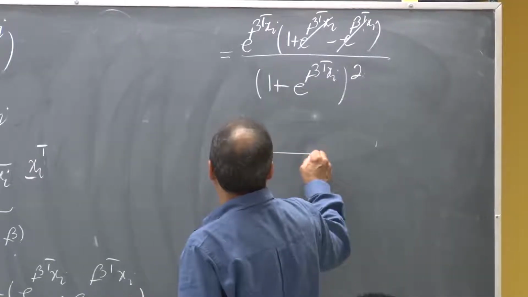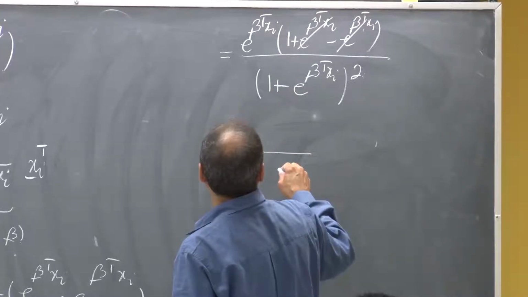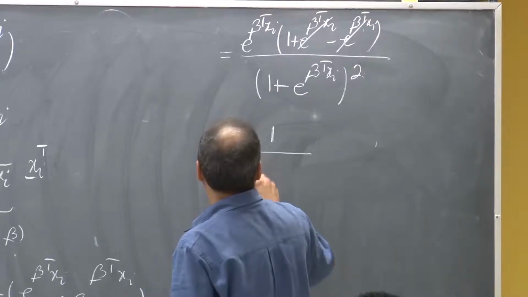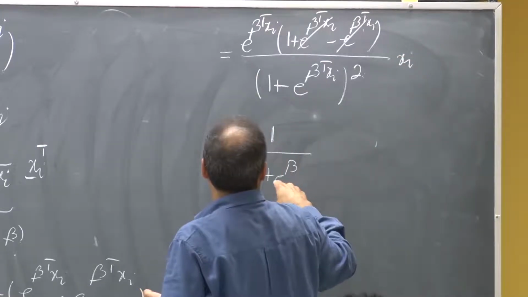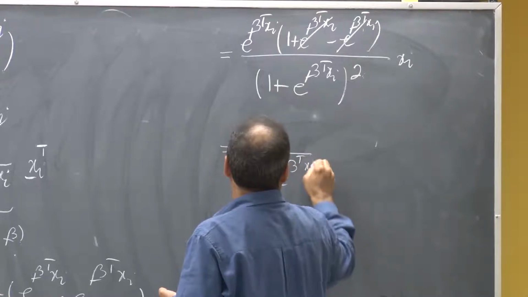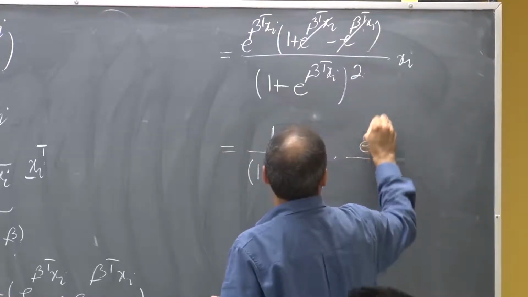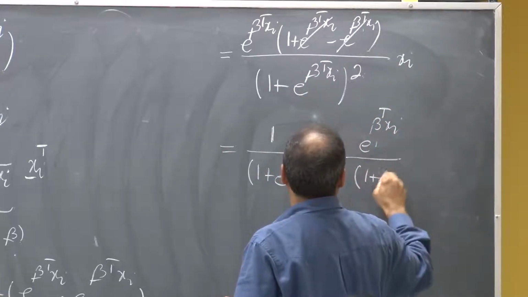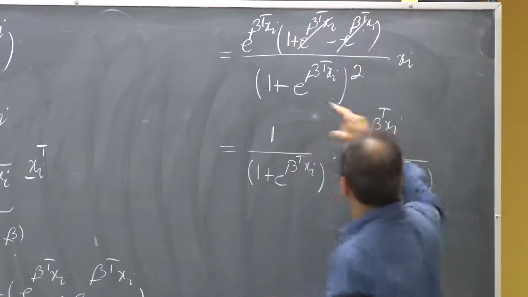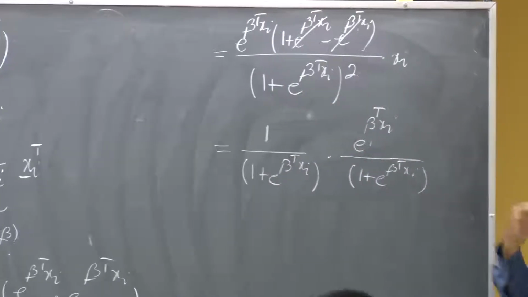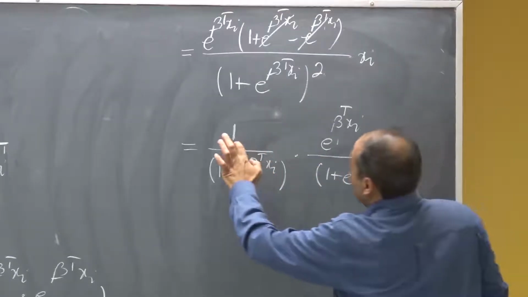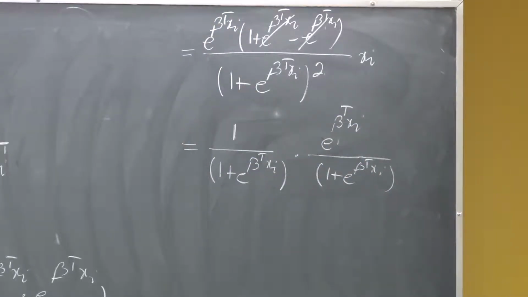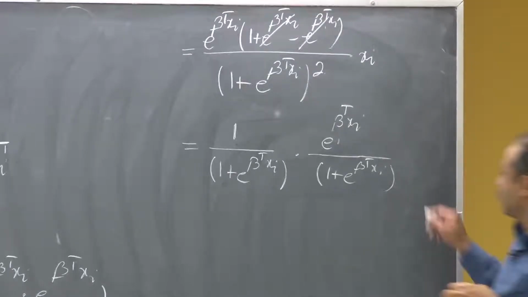Which I can write as 1 times 1 divided by 1 plus e to the power of, sorry, I had xi here. So I can write it as 1 over 1 plus e to the power of beta transpose xi, times e to the power of beta transpose xi divided by 1 plus e to the power of beta transpose xi. So this squared here, I just break it down: one of them is here, the other one is here, and I have 1 times this. Okay, is that okay? Clear? Sorry? Xi.